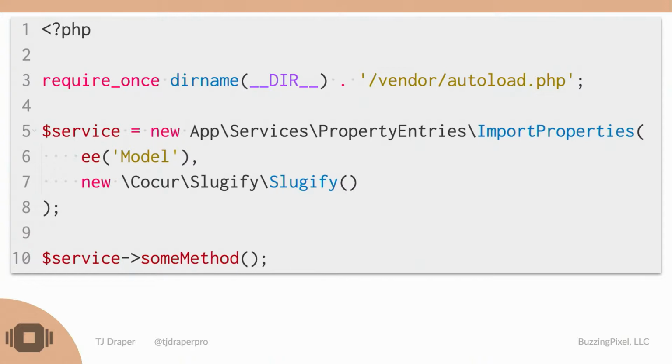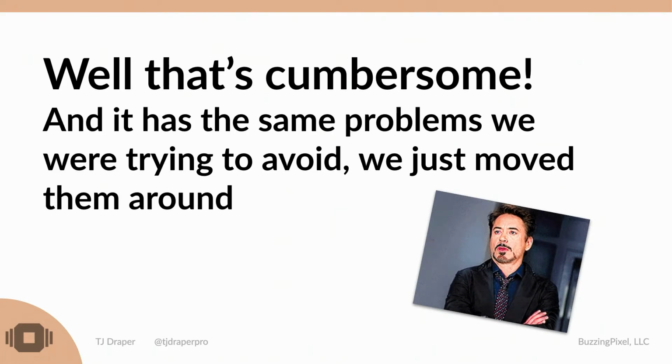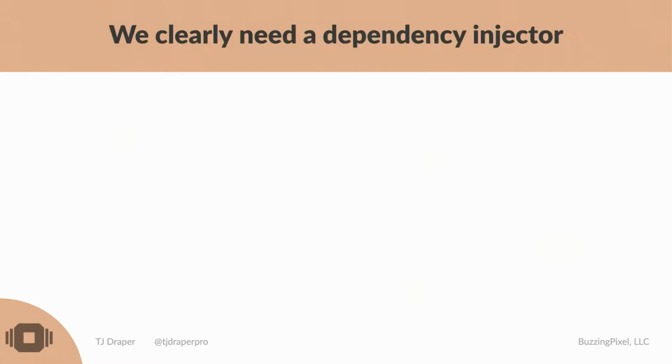So if I were to new up that class that I just demonstrated, I'd have to provide the things that it needs through the constructor. So in this case, I was requiring the model facade and the Slugify instance. So in order to use it in this context without a dependency injector, that's what I would have to do. Of course, that's kind of cumbersome. And it has the same problems we were trying to avoid. We've just moved the problem around. So again, we clearly need a dependency injector.